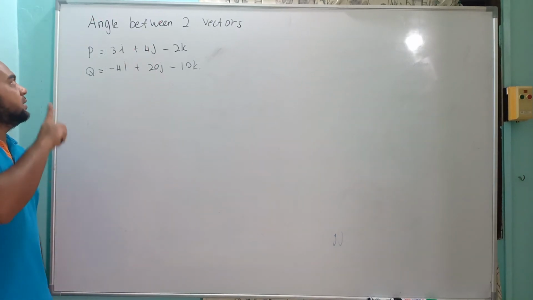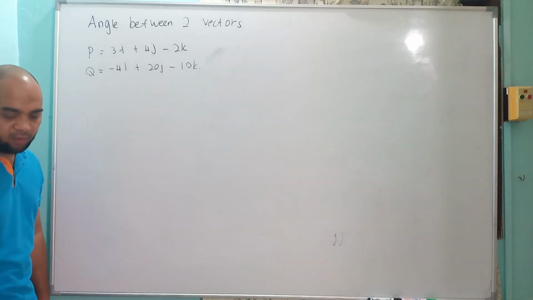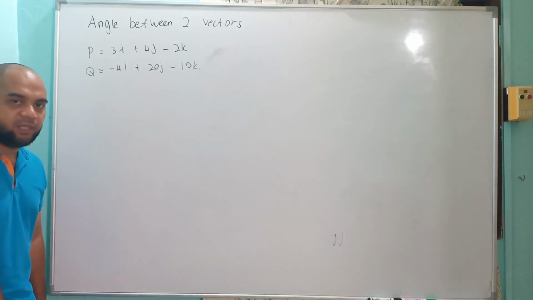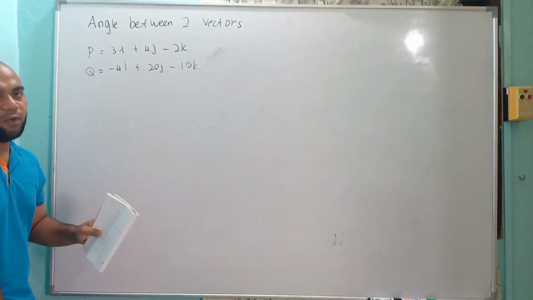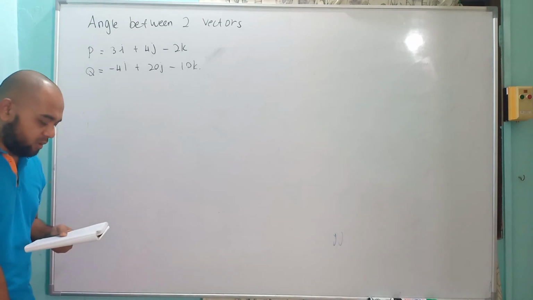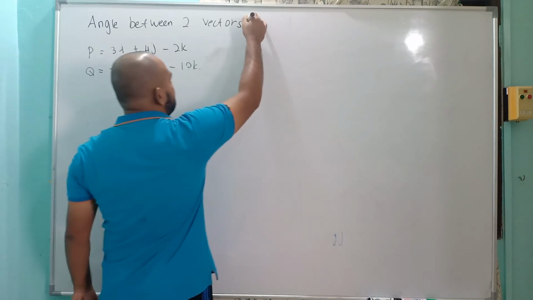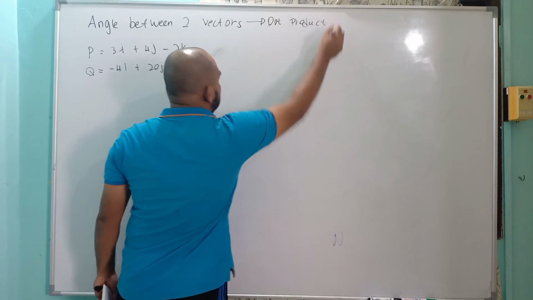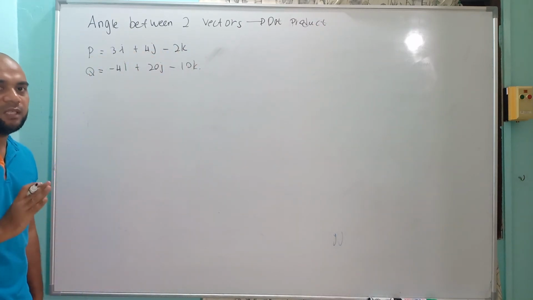Okay, so now, this is about the angle between two vectors. In some exercises or questions or the final exam, you will see that the question asks you to find the angle between two vectors. And so we can use the dot product to calculate the angle between two vectors. If the question asks you to find the angle between two vectors, you can use the dot product.